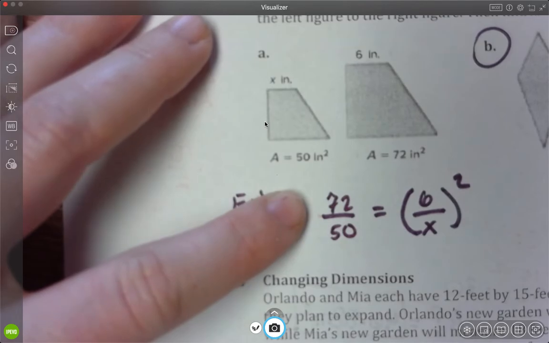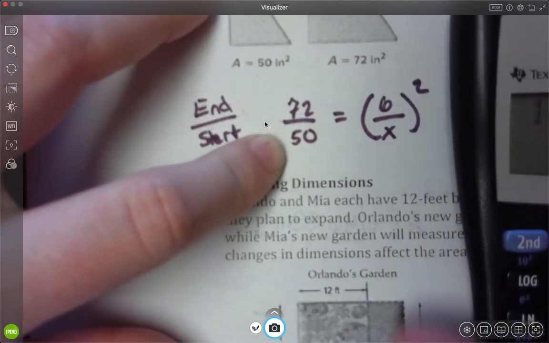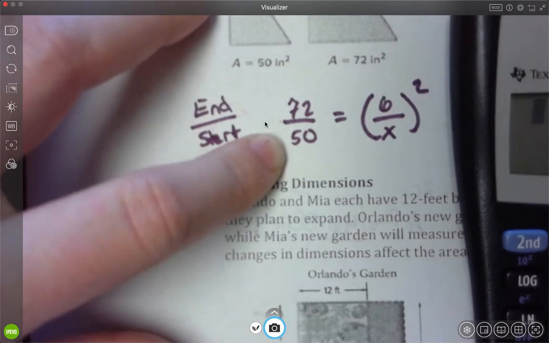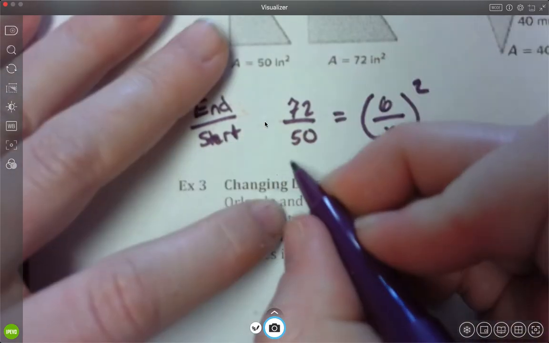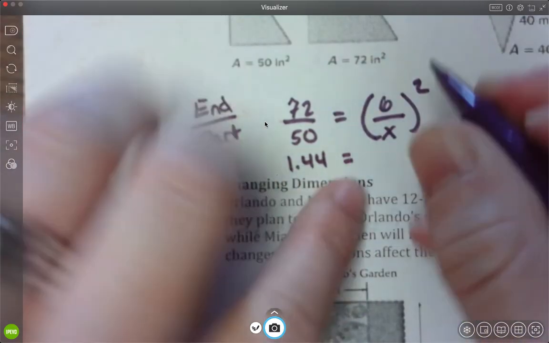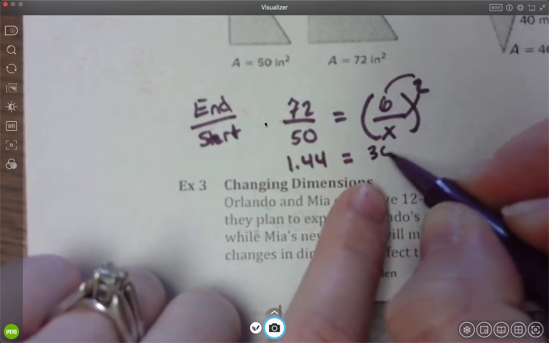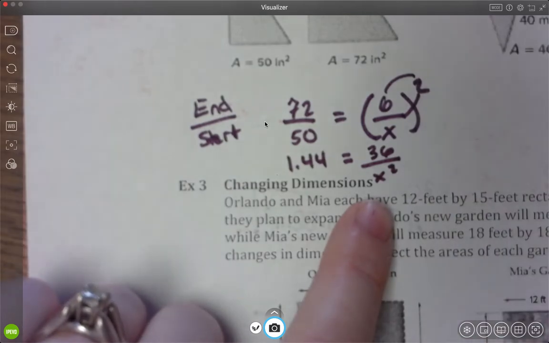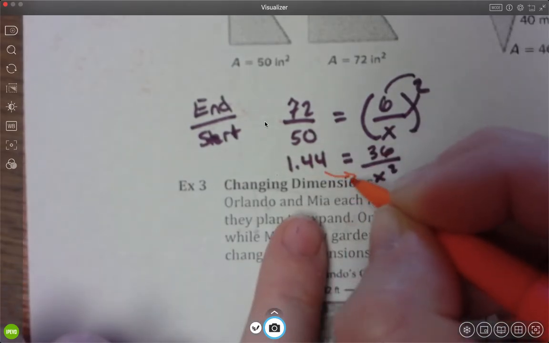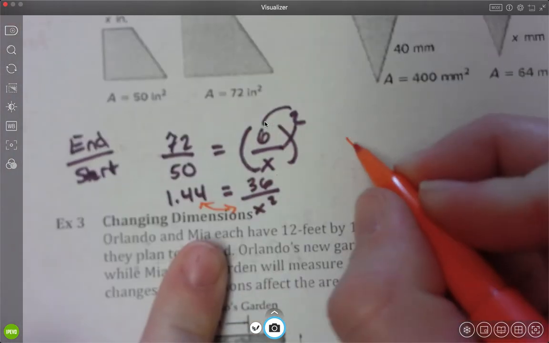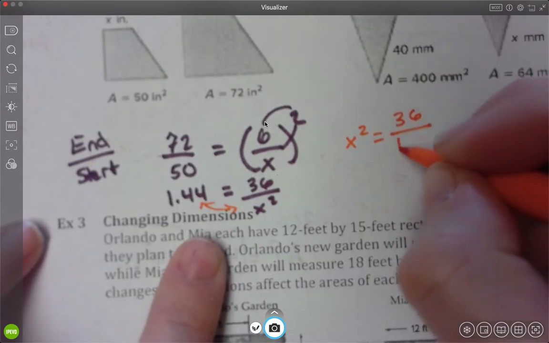So 72 divided by 50, if I want to convert that to a decimal, I can do that first. 72 divided by 50 is 1.44 exactly. And then I'm going to square each one of these, just like we did before. So 6 squared is 36. x squared just stays x squared. Now to get the x out of there, I'm going to switch these two pieces, just like we did before. So I have x squared equals 36 divided by 1.44. And we'll see what we get there.